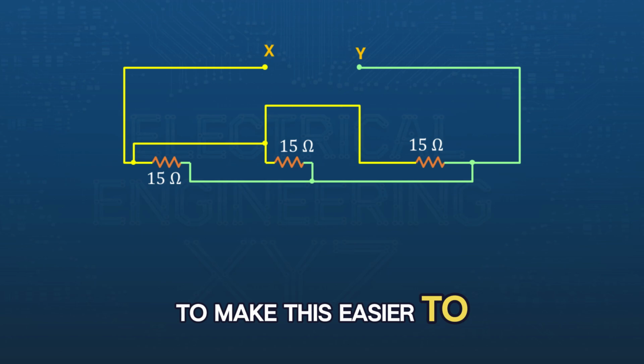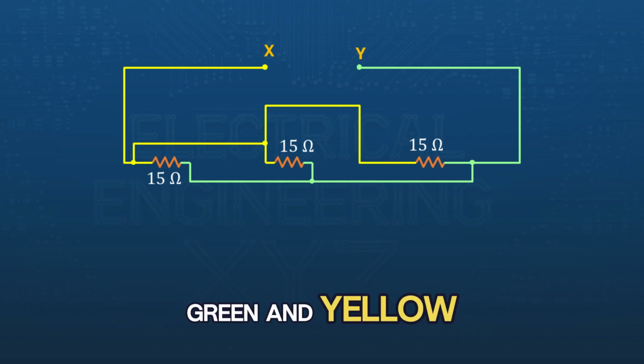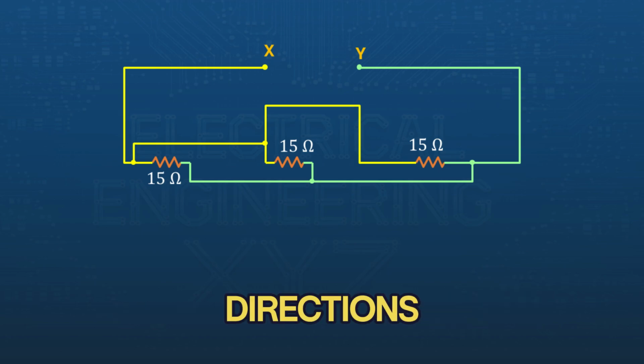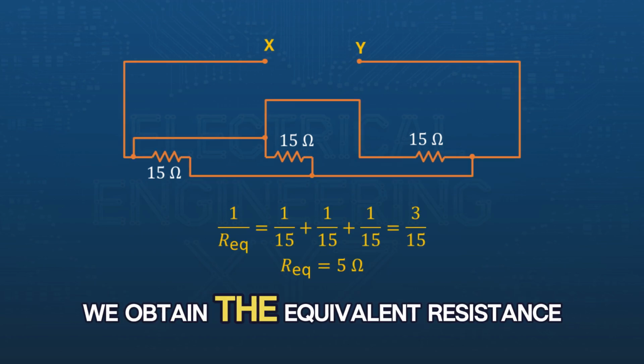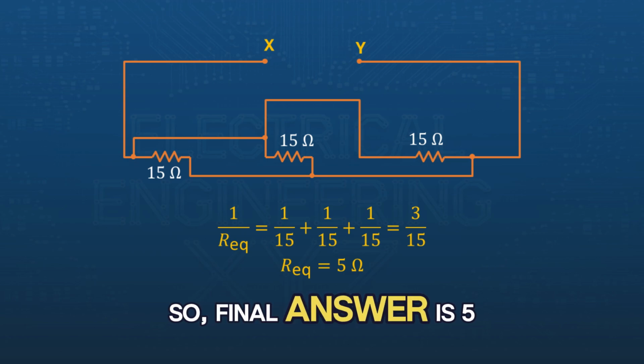To make this easier to understand, nodes of the same color are marked in green and yellow. Observe the colors and arrow directions. Using the parallel formula, we obtain the equivalent resistance of 5 ohms. So, the final answer is 5 ohms.